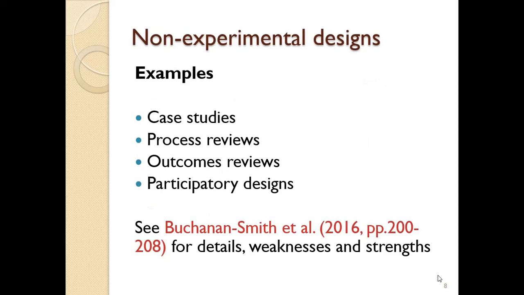Examples could be case studies, whereby a case is selected, maybe a certain zone in a camp, to be studied considering what kind of intervention was given, maybe vouchers to access health services, food distribution, or inputs for agriculture farming. Could be process reviews, outcome reviews, most significant change, or participatory designs where community members, the affected people, are more at the center of the evaluation. You can check the weaknesses and strengths of each in Buchanan, Smith, and others.